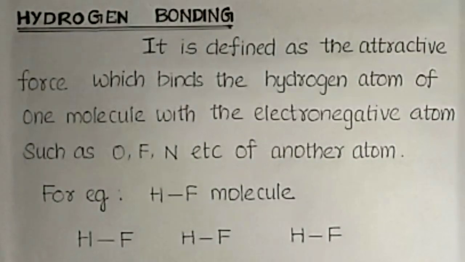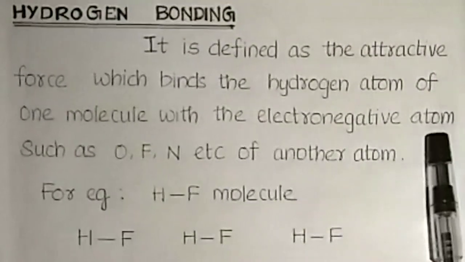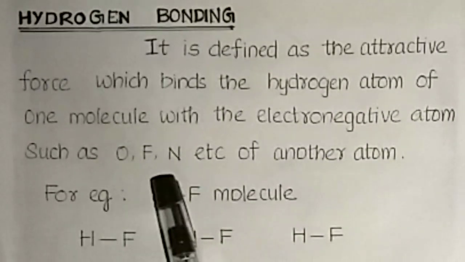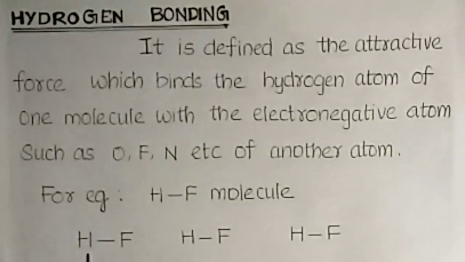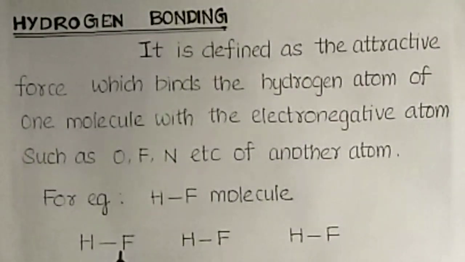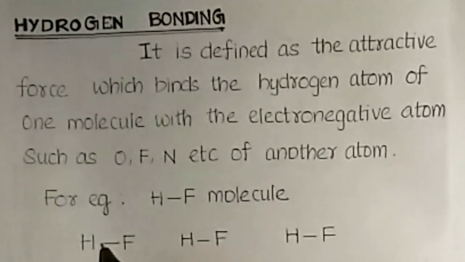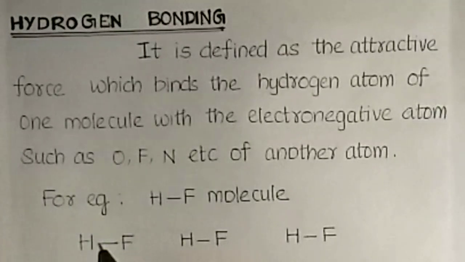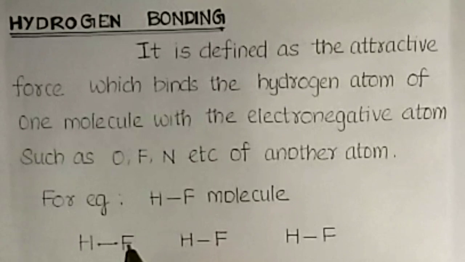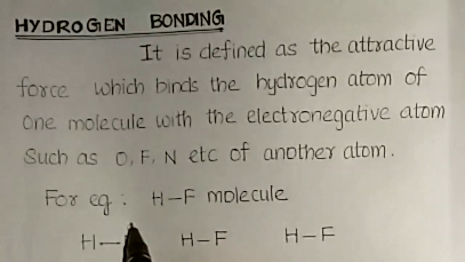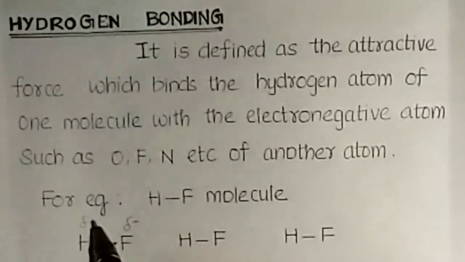Next our portion is hydrogen bonding. It is defined as the attractive force which binds the hydrogen atom of one molecule with the electronegative atoms such as oxygen, fluorine, nitrogen, etc., of another molecule. For example, the HF molecule, hydrogen fluoride. In between them, a single covalent bond is present. This fluorine atom is more electronegative than hydrogen, so these two electrons are attracted towards the fluorine atom. So this end becomes partial negative and this end becomes partial positive.